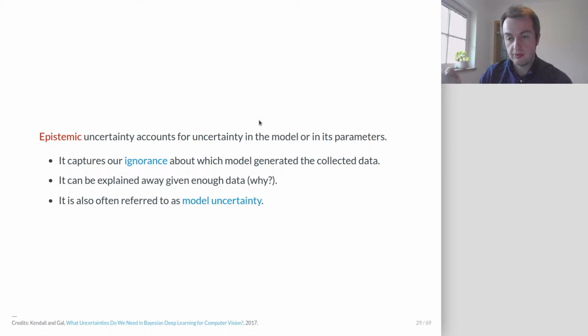And then you could also have parametric epistemic uncertainty when you've decided on a class of models, for example, polynomials of degree 3, then you still have to estimate some parameter values that you should use for this particular class, right? So in this case, the 4 coefficients that make up polynomials of degree 3. And so epistemic uncertainty accounts for both of those. It's a type of uncertainty that can be explained away as you get more and more data. And it's also often referred to as model uncertainty.